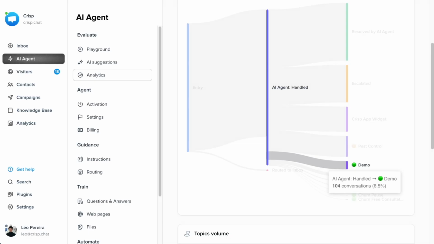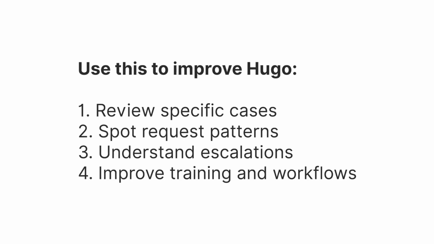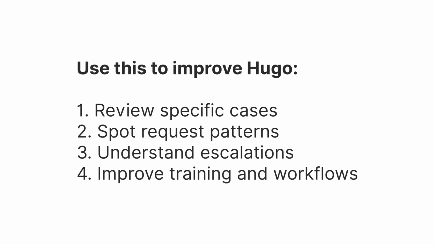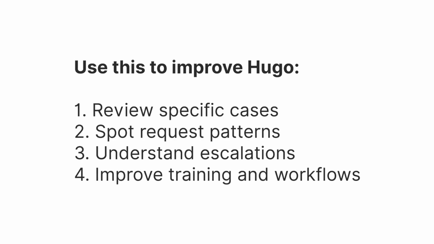But what if you want to understand the real conversations behind the numbers? You can click on any branch to access more details. And from there, you can download the conversations associated with this step. Downloading conversations lets you move from high-level data to real customer examples. This is especially useful to review how Hugo handles specific cases, identify patterns in user requests, understand why some conversations are escalated, and improve your training data and workflows based on real conversations.